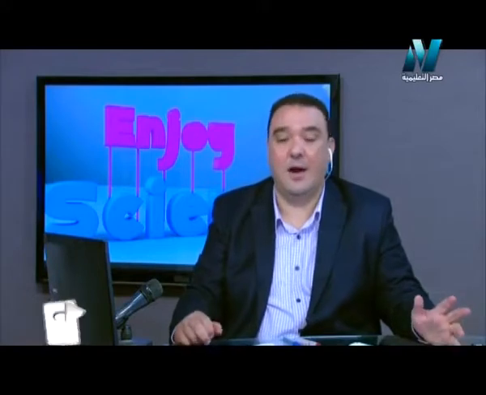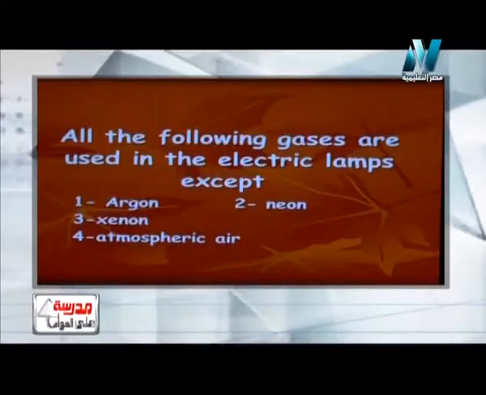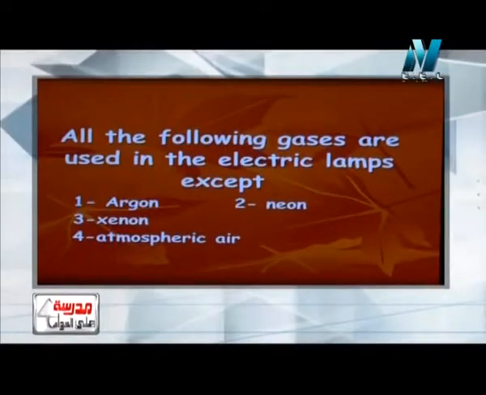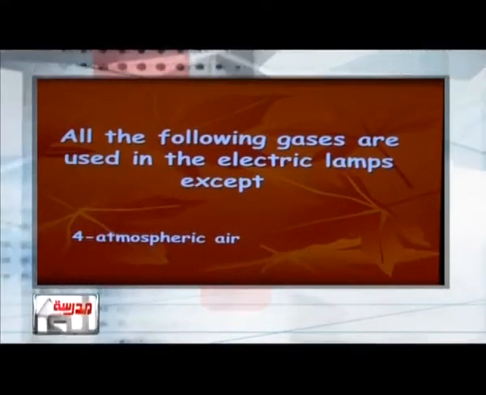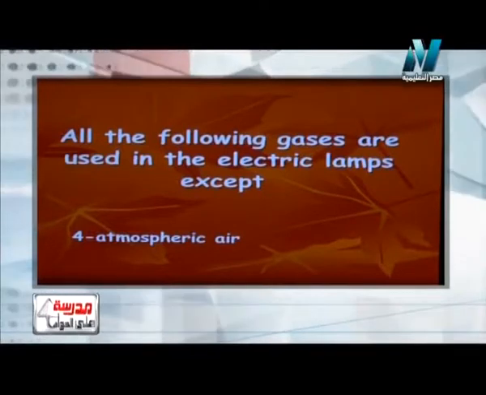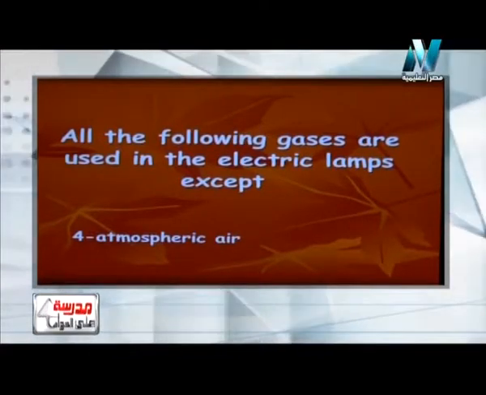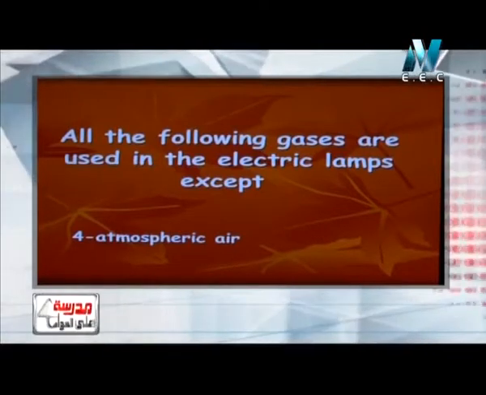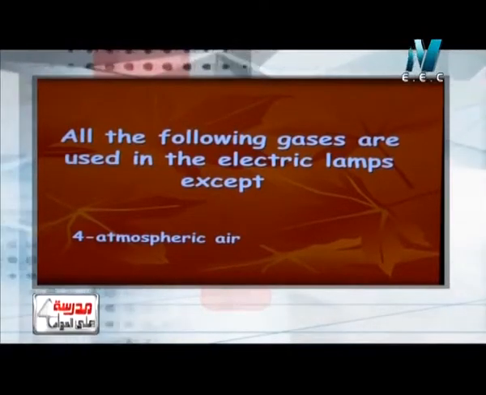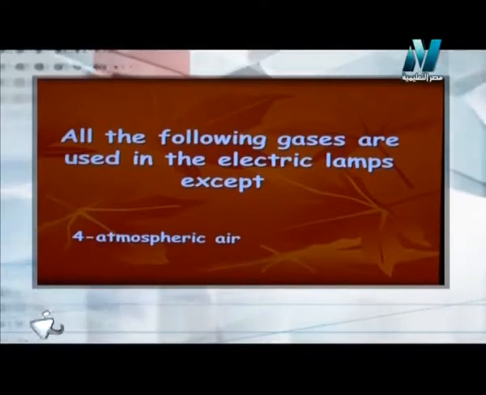The question says that all the following gases are used in the electric lamp except argon, neon, xenon, atmospheric air. So the answer will surely be atmospheric air. Why? Because atmospheric air contains oxygen gas, and we know from our previous study in primary 4 that oxygen gas helps in burning. So we cannot use the atmospheric air in the electric lamp.